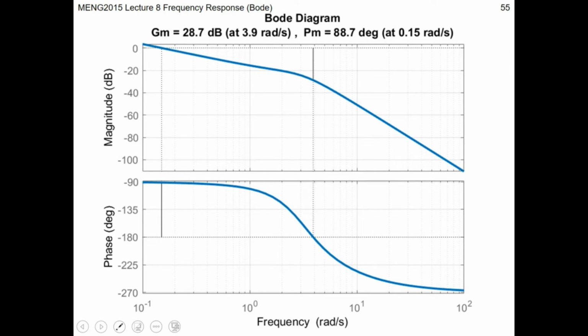So now we're going to take note of something we're coming on to a little bit later on, let's say. You notice that we have what's called a GM and a PM here that we got from plotting our Bode plot in MATLAB. And these are our gain margin and our phase margin.